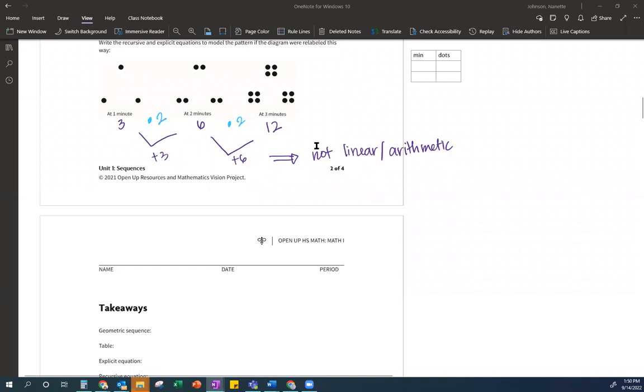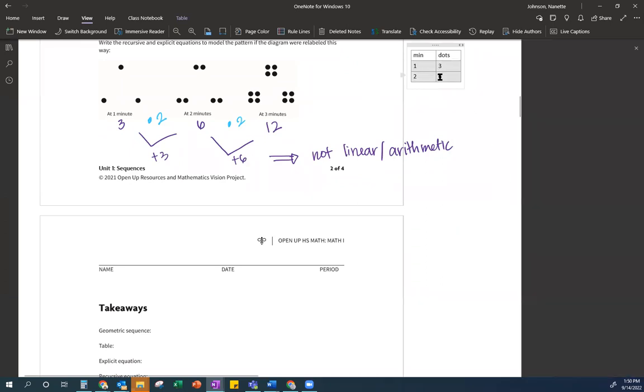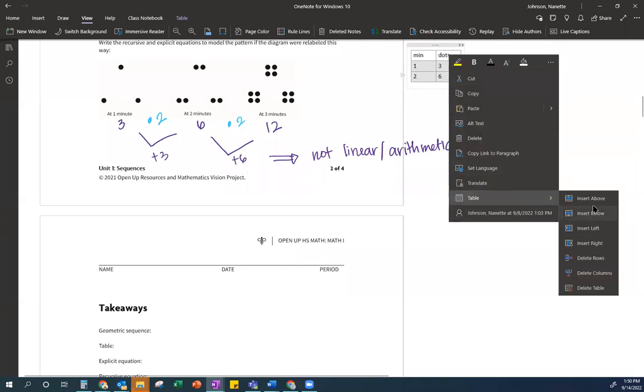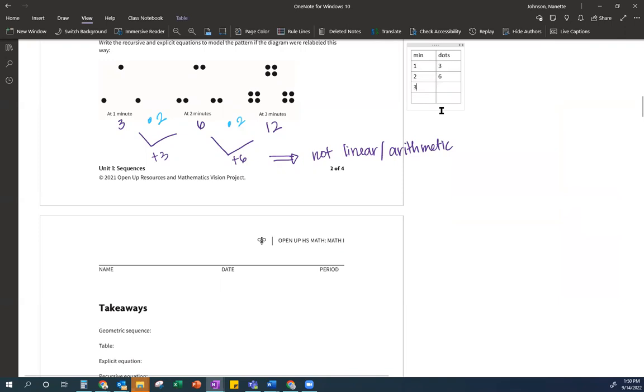Okay. So what I like also to do is show you looking at the actual pattern. So this would be 1, and then this would be 3. This would be 2, and this would be 6. Oh no, hold on a second. No, I don't need to translate it, sorry. I want table, and I want insert below, okay. And then this would be 3, and then this would be 12. And then you could see the pattern kind of continuing. So I'm gonna put a couple more just so that we can look at that pattern.